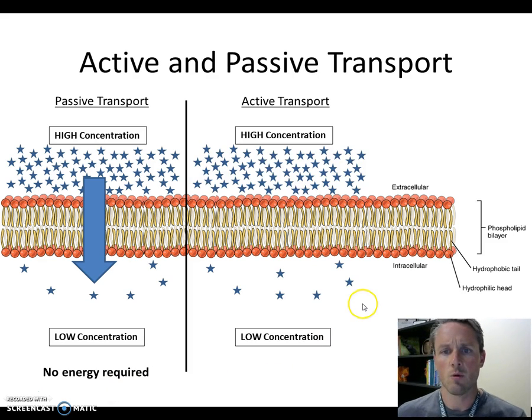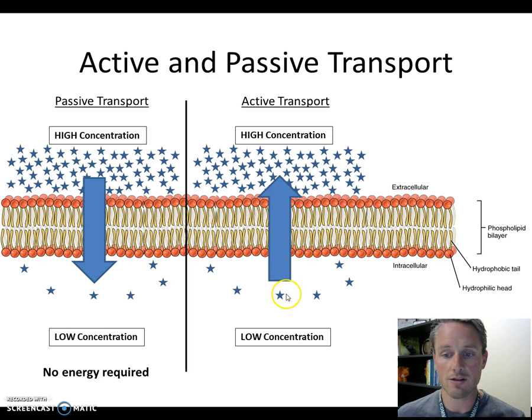So same thing. We're going to be moving a molecule from one concentration to another. So I'm using stars again, high concentration above the membrane, low concentration below the membrane. In active transport, we're going to move the opposite direction. We're going to move a molecule from where its concentration is low to where its concentration is high. We would refer to this as moving the molecule against its concentration gradient. And the key detail about active transport is that this is going to require energy.